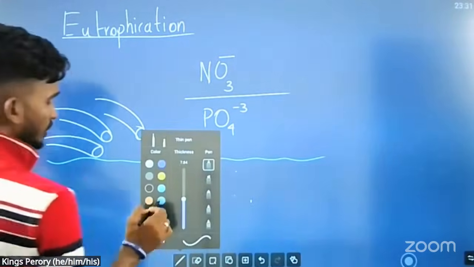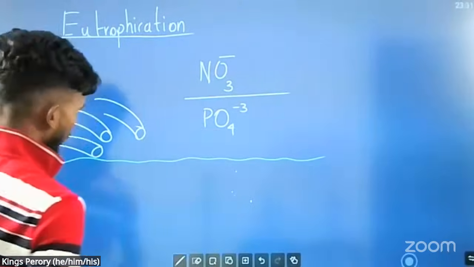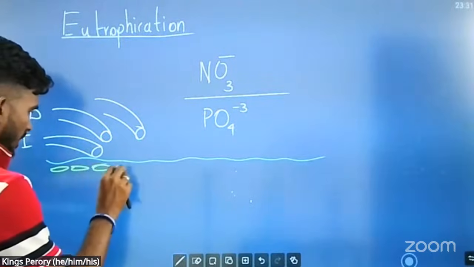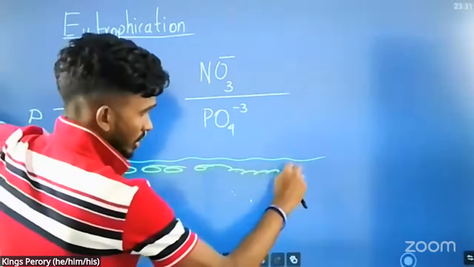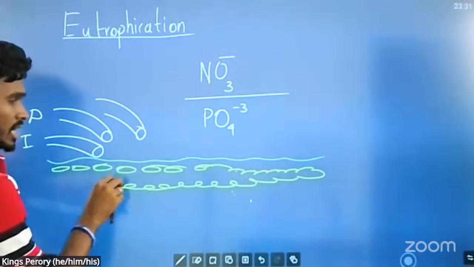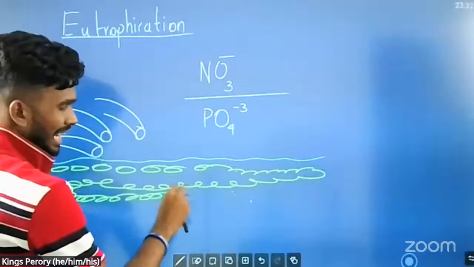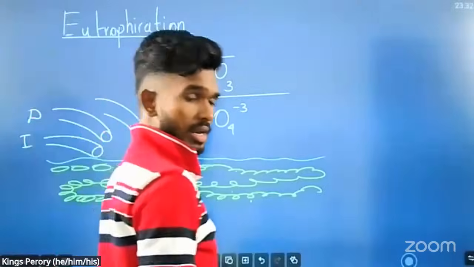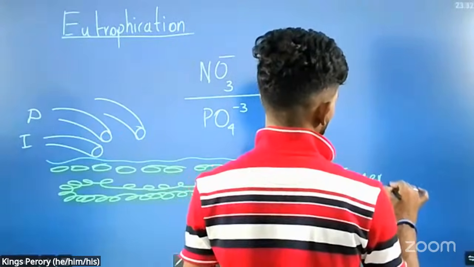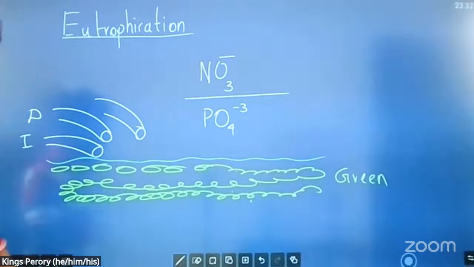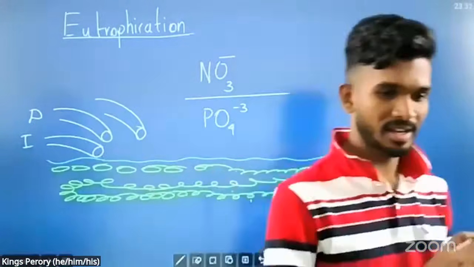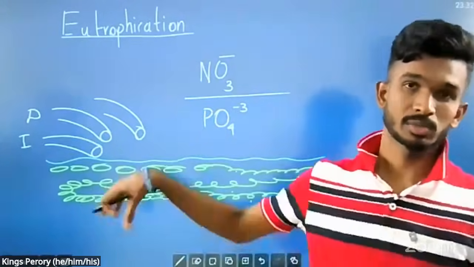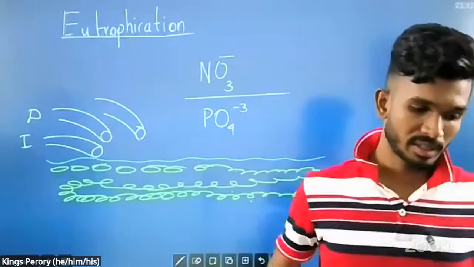Once nitrate and phosphate increase in the water bodies, algae population growth will get accelerated. Then a lot of algae will grow. Algae are what color? Green color. Then the water also becomes green color. This process is called eutrophication. Maybe in rivers you would have seen the river become green.